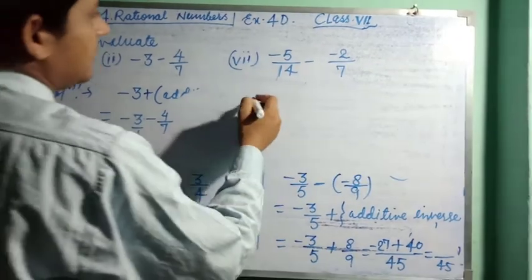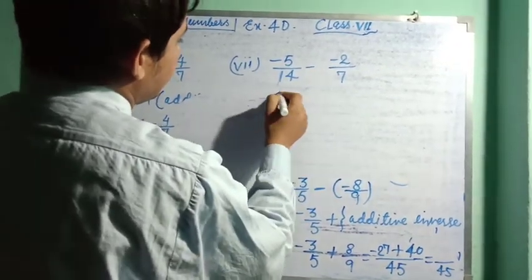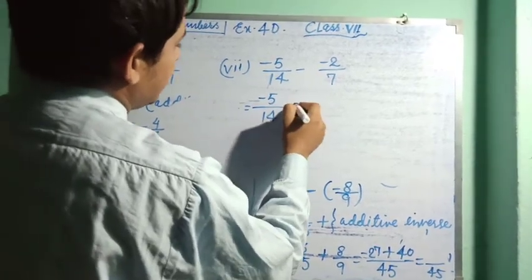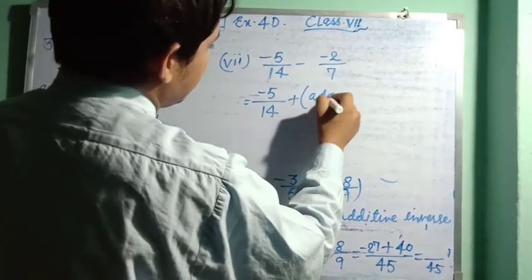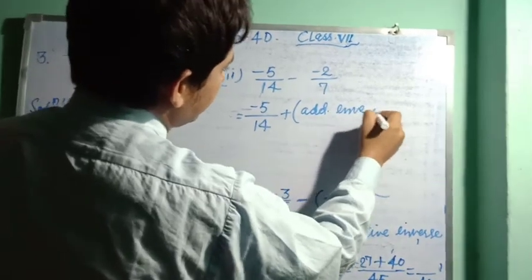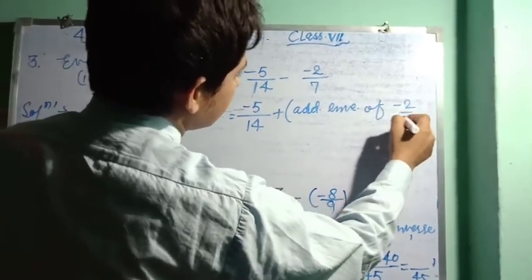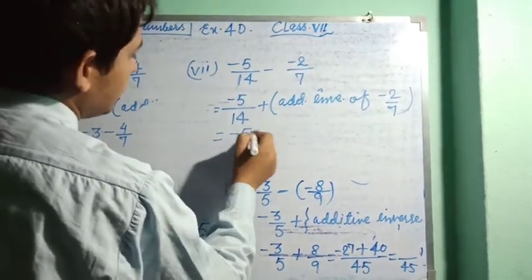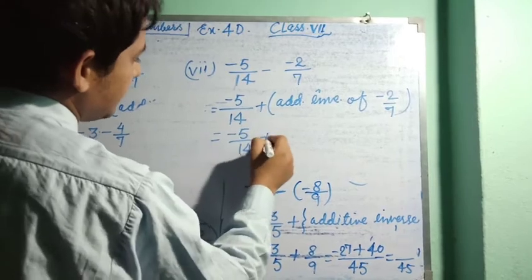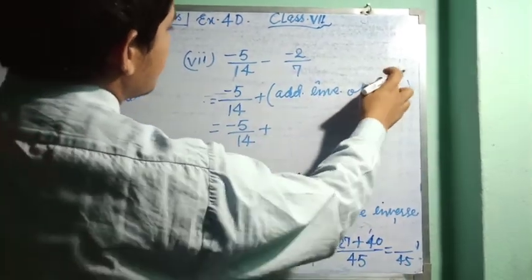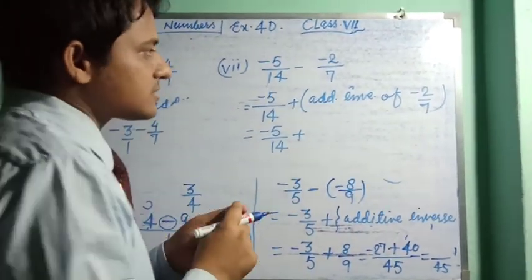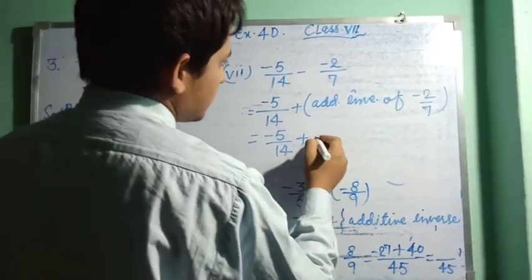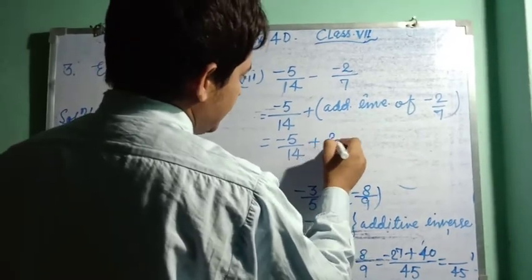Here is the next. Have a look. This can be written as minus 5 by 14, plus the additive inverse of minus 2 by 7. The additive inverse of minus 2 by 7 means we multiply the minus sign with this number. Minus into minus is plus, so the sign is opposite, and we get 2 by 7.